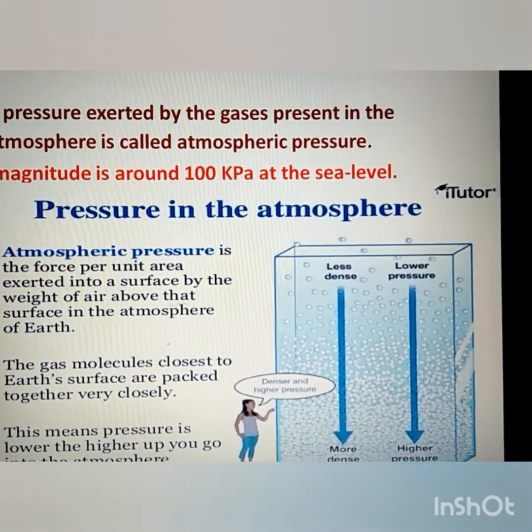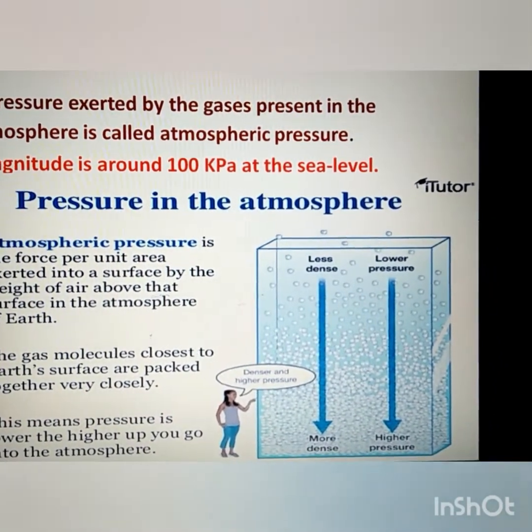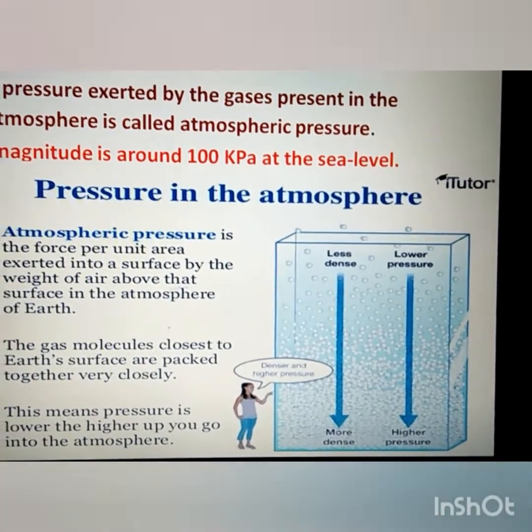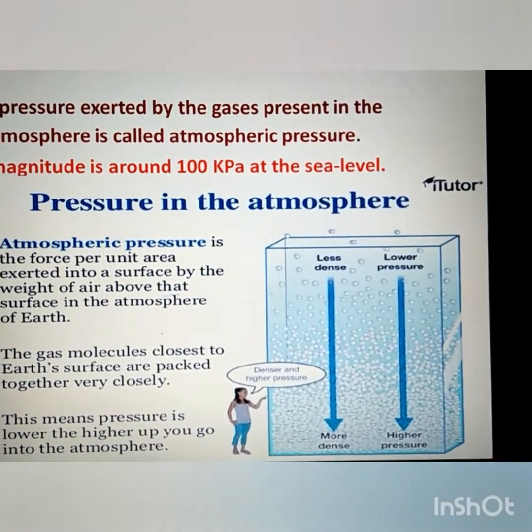As you know, what is magnitude? The strength. The strength or magnitude is around 100 kilopascals at sea level. Sea level is the ground level. Right? Now, 100 kilopascals, how much is 1 pascal?